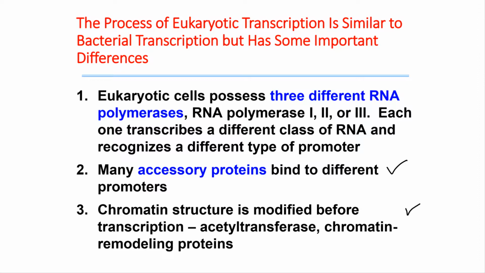Thirdly, as you recall, in eukaryotes, DNA is wrapped around the histones. So chromatin structure has to be modified in order for polymerases to gain access to DNA. The most common, or the best studied, modification is acetylation of histones. Acetyltransferases add an acetyl group to histone tails and destabilize nucleosome structure.